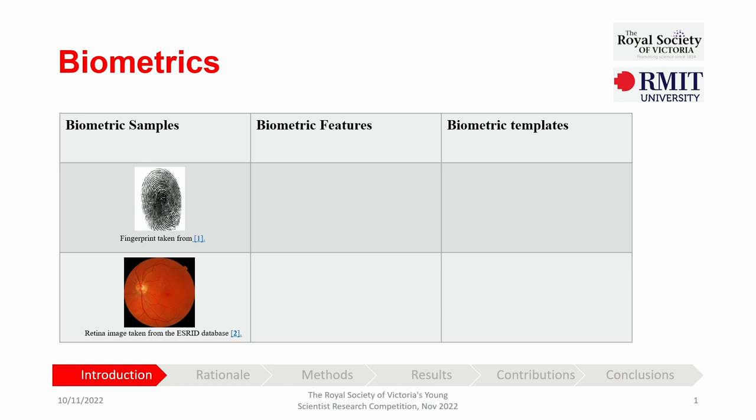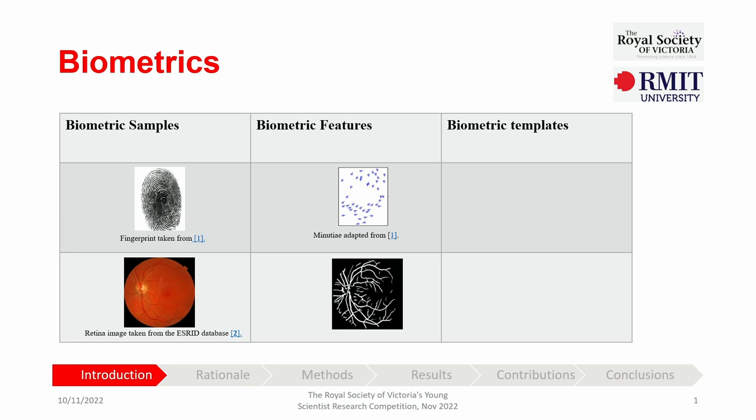From these biometric characteristics, we can extract biometric features. For example, from the fingerprint image, we can extract minutiae. Or from the vessel pattern in the retinal image, we can extract a vessel skeleton. These biometric characteristics and biometric features are usually represented in a mathematical format. For example, the minutiae can be represented as a set of X and Y coordinates with their relative orientations. Or the vessel skeleton can be represented as a spatial graph.